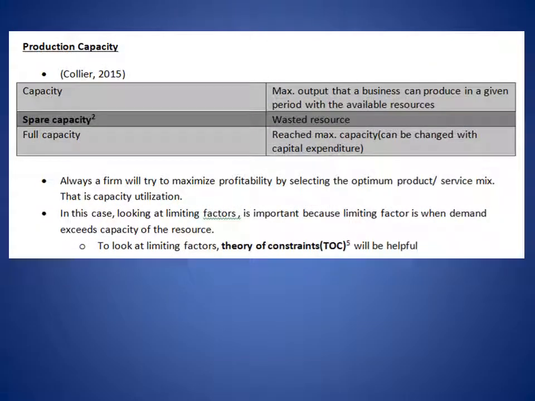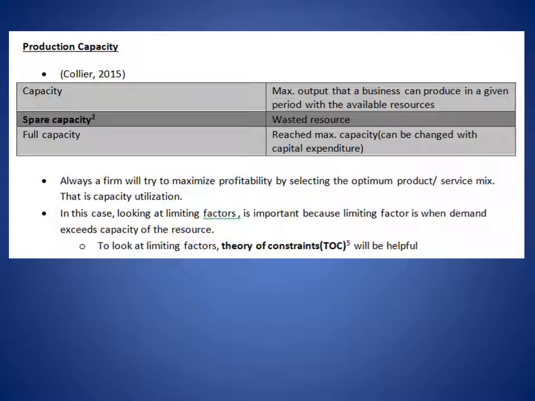Considering the production capacity, according to Collier 2015, capacity is the maximum output that a business can produce in a given period with the available resources. When it comes to spare capacity, that is wasted resources; we'll consider spare capacity in detail later. Full capacity is when you have reached the maximum capacity, and this can usually be changed with capital expenditure.